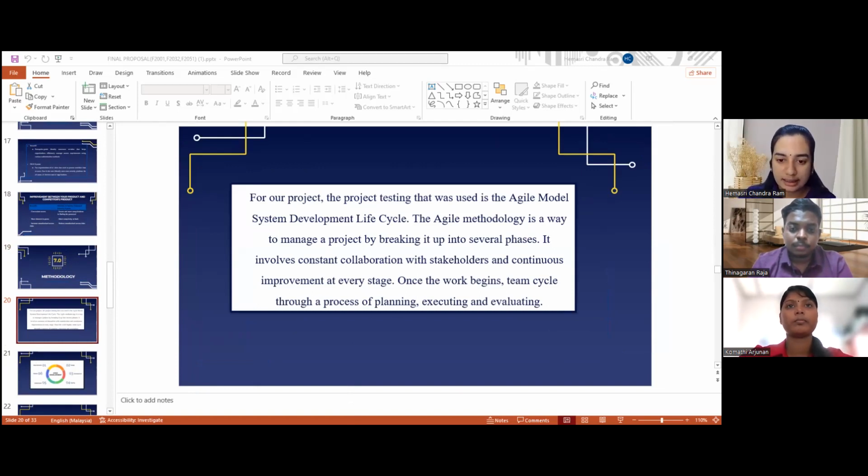The methodology that we use is the Agile Model System Development Life Cycle. The Agile methodology is a way to manage a project by breaking it up into several phases. It involves constant collaboration with stakeholders and continuous improvement at every stage. Once the work begins, teams cycle through a process of planning, executing, and evaluating.